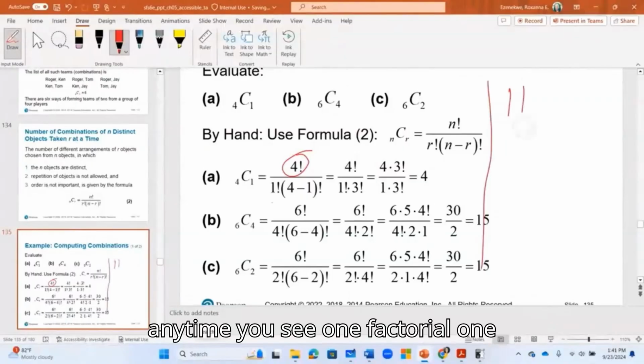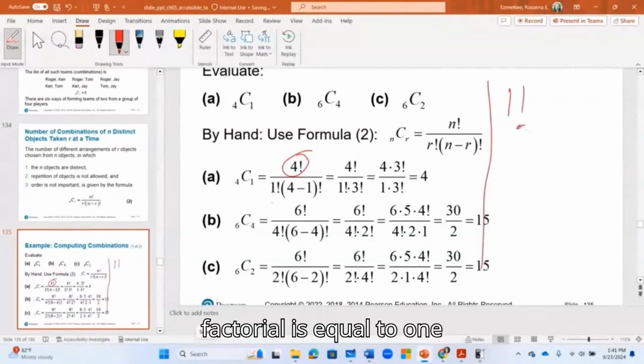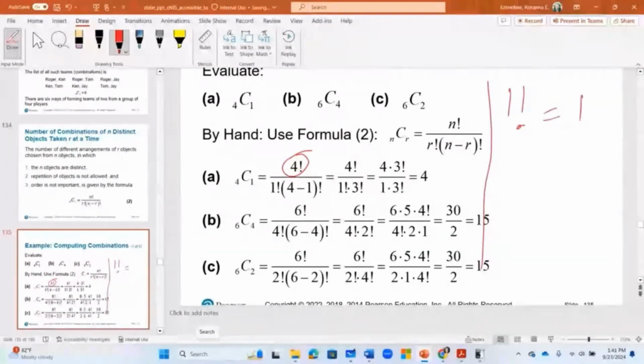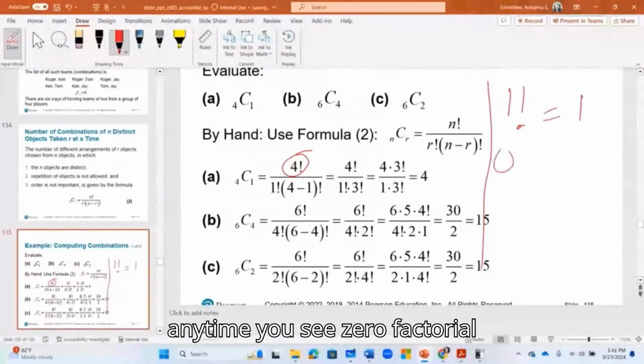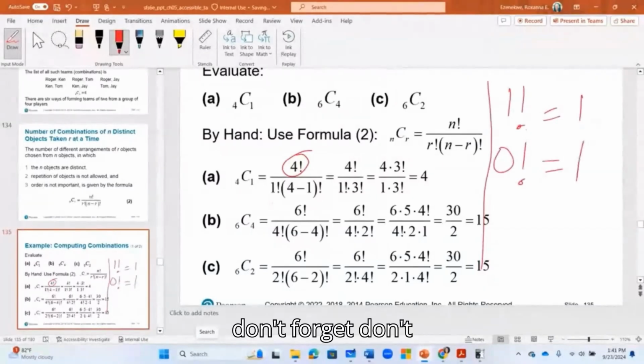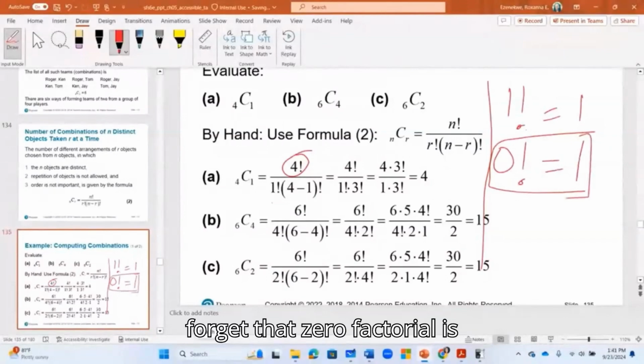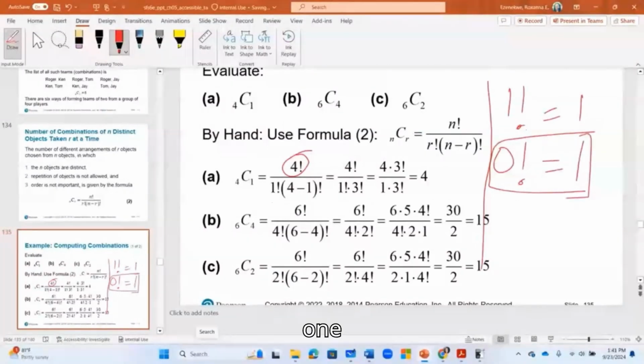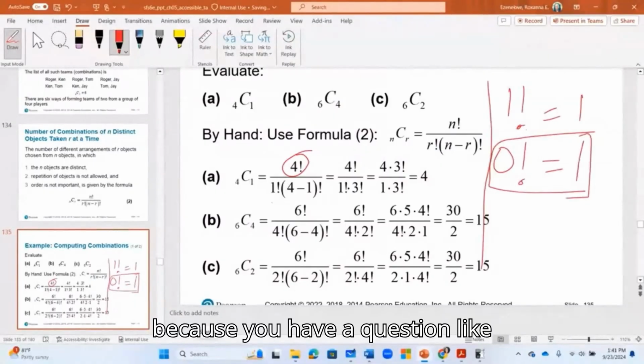Anytime you see 1 factorial, 1 factorial is equal to 1. Anytime you see 0 factorial, 0 factorial is equal to 1. Don't forget that 0 factorial is 1, because you will have a question like this.